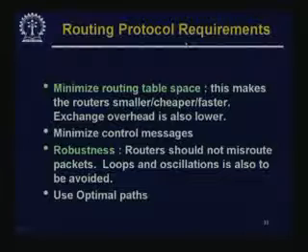The routing protocol requirements are, first, to minimize routing table space. With all these millions of networks working at the same time, minimizing the routing table space is always very important. This makes the router smaller or cheaper or faster. Second, minimize control messages, which is also important. Third, robustness: routers should not misroute packets, and loops and oscillations are also to be avoided. And then try to use the optimal path. So, all these are different routing requirements. We cannot meet 100% of the requirements all the time, but we try our best to do as well as we can.